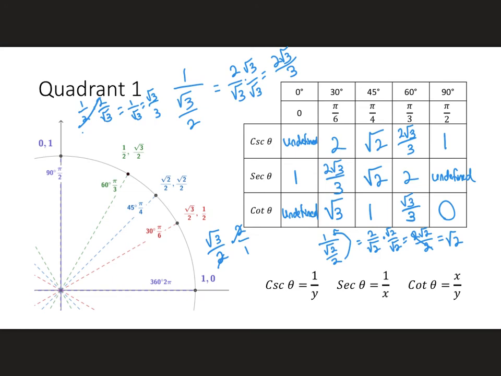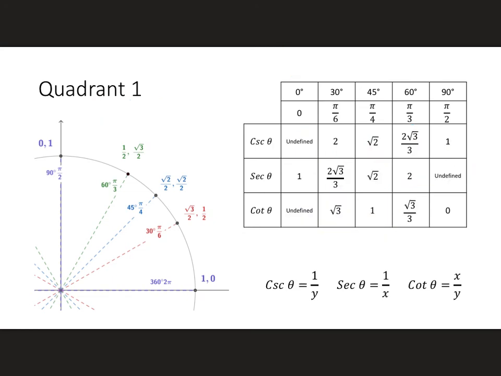Let's look at it more cleaned up. So there you have it, folks. That's how you use the unit circle to quickly find sine, cosine, tangent, cosecant, secant, and cotangent values without using a calculator.